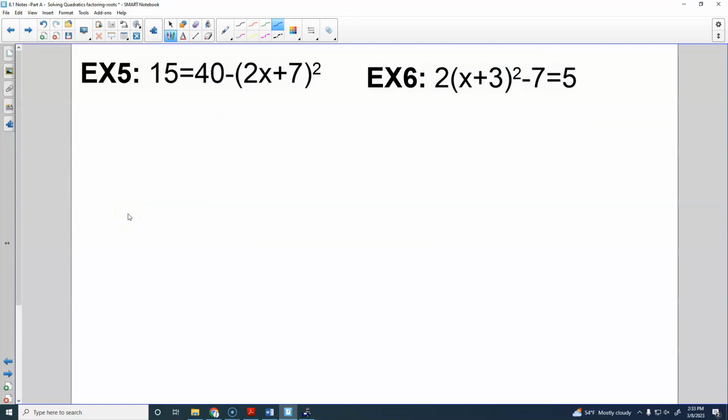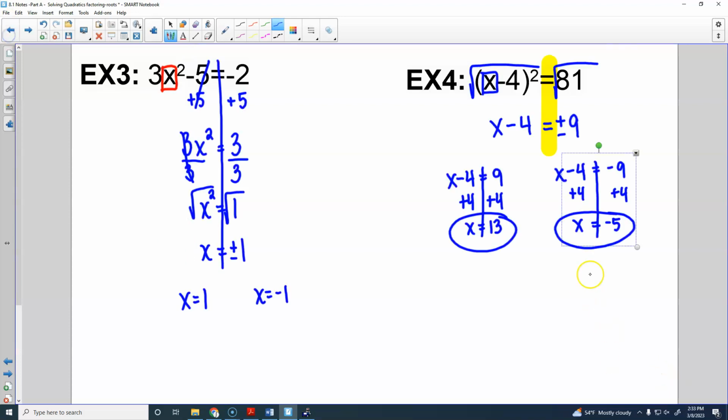All right, let's do some even more difficult ones. 13 and negative 5, yep. And you can always check them by plugging them back in. So they should work, like negative 5 minus 4 is negative 9. Negative 9 squared is 81. Over here, 13 minus 4 is 9. 9 squared is 81. So both of those will work.